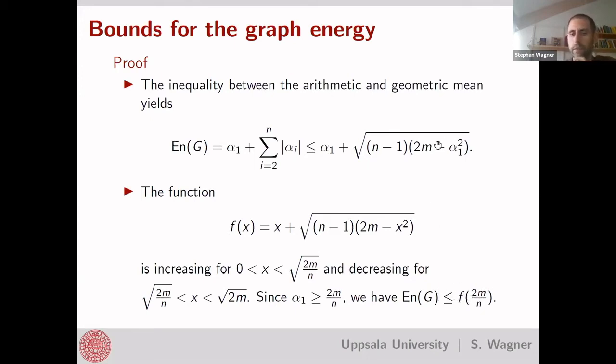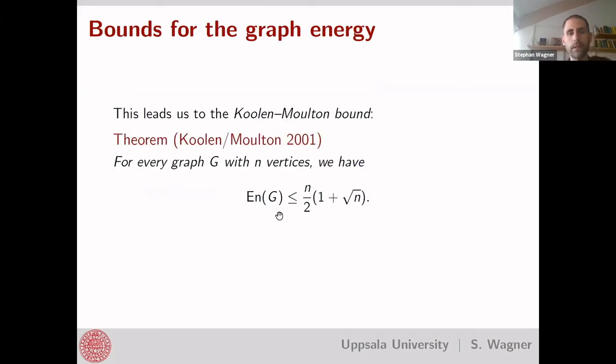And then the function here attains its maximum. So 2m over n is in a sense the worst case. And we plug that in and get the bound that I claimed before. And this is an intermediate step leading us to a celebrated result about the graph energy known as the Koolen-Moulton bound.